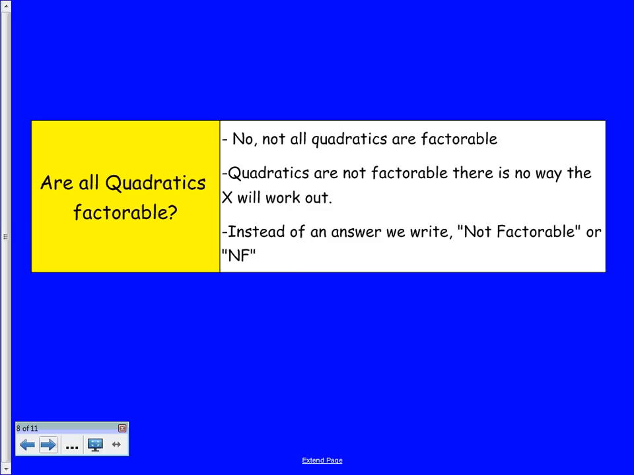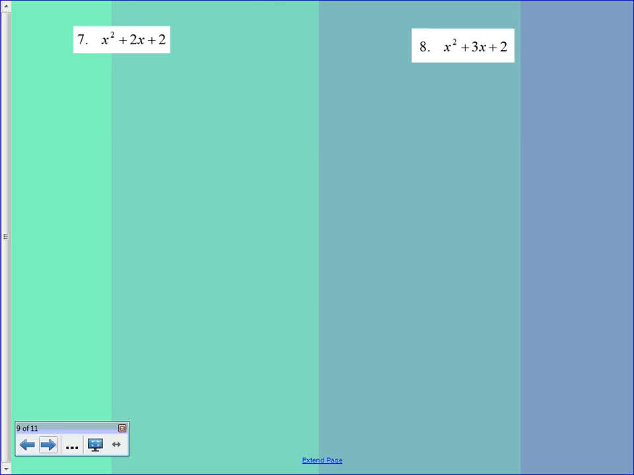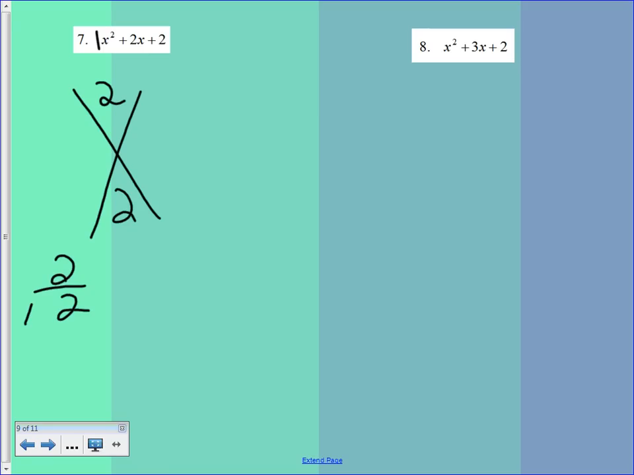Okay, so let's take a look at what that would look like. So I'm going to try number 7. I want you guys to try number 8. So for number 7, multiply my first one and the last one. So 1 times 2 is 2, and then we want to add to 2. So I'm looking at factors of 2. Well, I have 1 and 2. That's it. 1 plus 2 is 3. So that doesn't equal my sum. Well, is there a way we can do minus signs? No. Positive product, positive sum. Both my signs have to be positive. So there's no way I can get that to work. So it's not factorable.